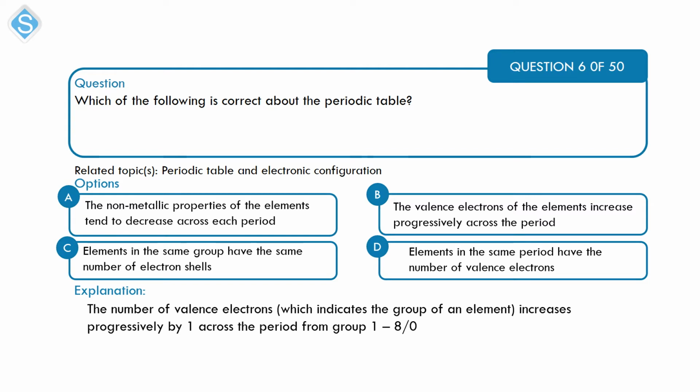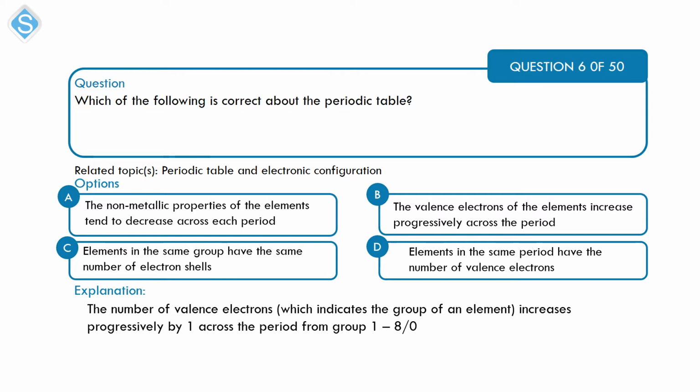Option C, elements in the same group have the same number of electron shells. This is also wrong. Elements in the same period have the same number of electron shells, meaning the number of shells that an atom has is what determines its period. And as for option D, the elements in the same period have the same number of valence electrons. This is also wrong. It is elements in the same group that have the same number of valence electrons. So it is the number of valence electrons that determines the group, while the number of shells determines the period. And so option B here is the correct option.